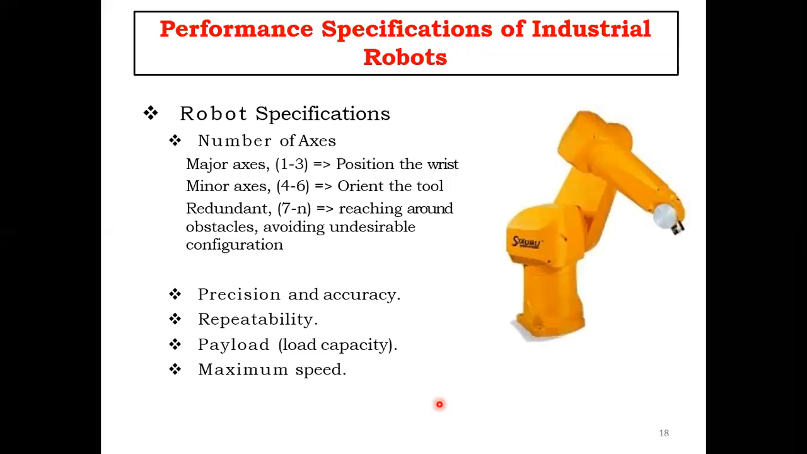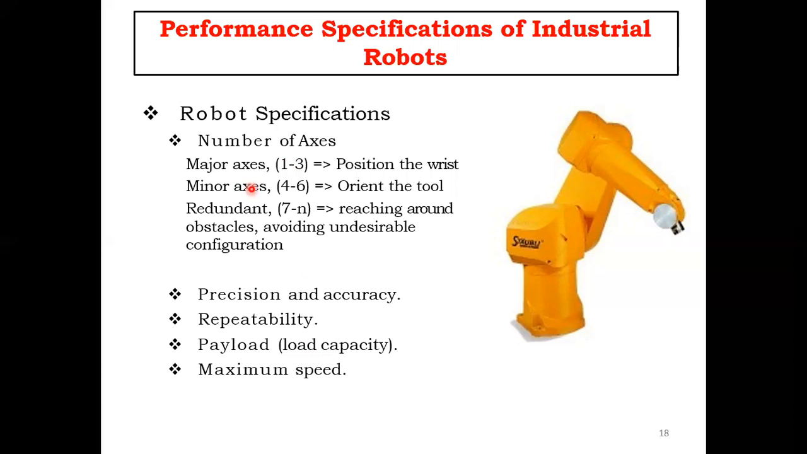Next, the performance specification of an industrial robot. When we go for designing a robot, we definitely need to know the specifications. Then only can you design, implement, or manufacture the robot in a highly efficient manner. The specification parameters are number of axes, precision and accuracy, repeatability, payload, and maximum speed.